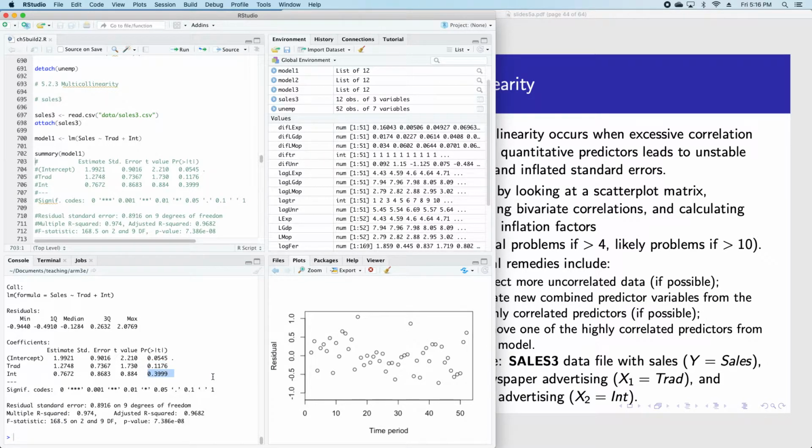Similarly, if I look at this predictor, this tells me, again, it's not significant. It's above our usual significance level of 0.05, so that tells me that there's little evidence of a linear association between sales and internet advertising for a fixed level of traditional advertising. That's a little bit disappointing, and it's a little bit strange too, because if we look at the value of R squared, it's 0.974.